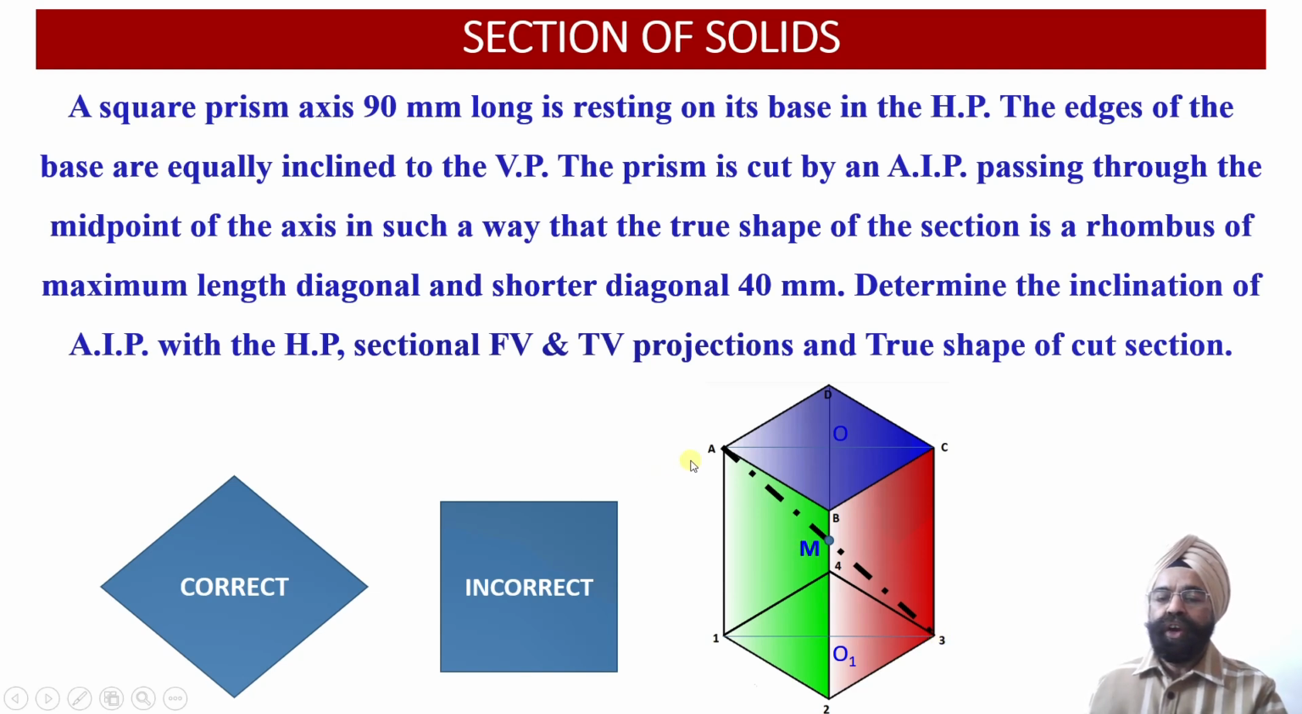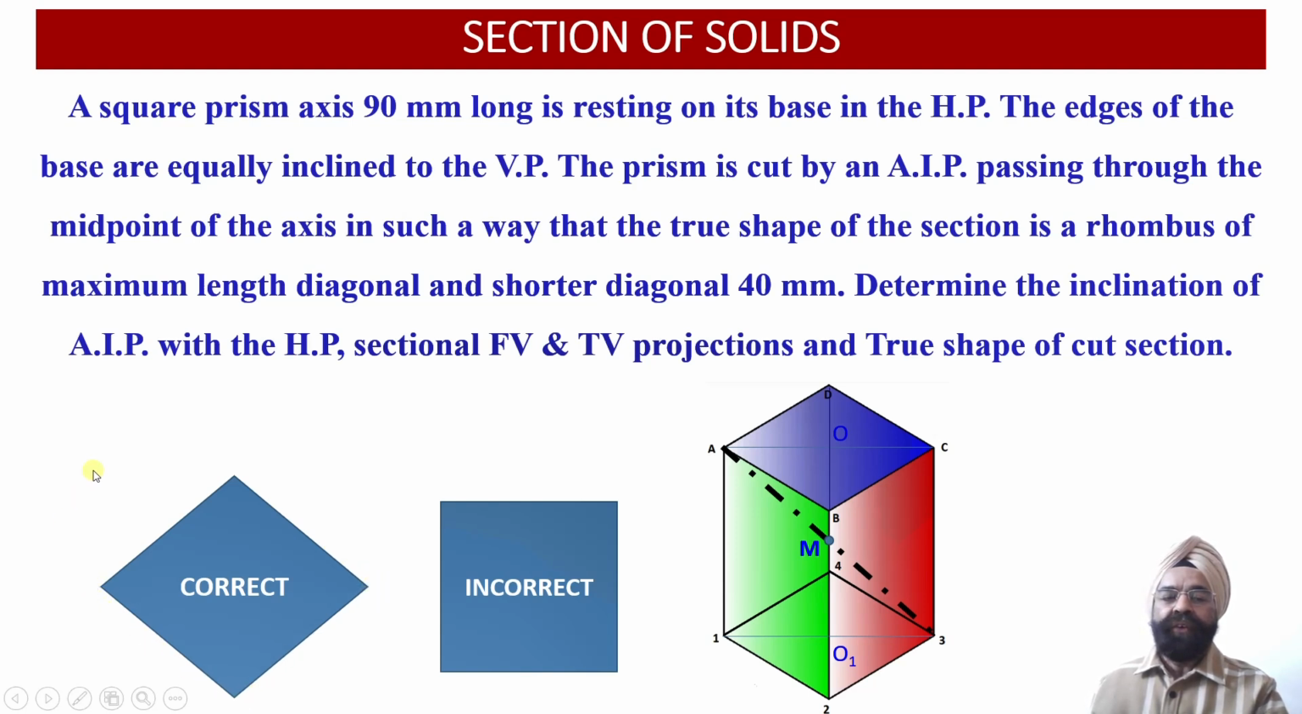So now the orientation or the inclination of the auxiliary inclined plane with the horizontal plane can be evaluated in this manner. Now another thing we are required to evaluate in this problem is that we have not been provided with the edge of the base corresponding to the square prism. So the edge length of the base has not been provided to us. So how do we evaluate that?